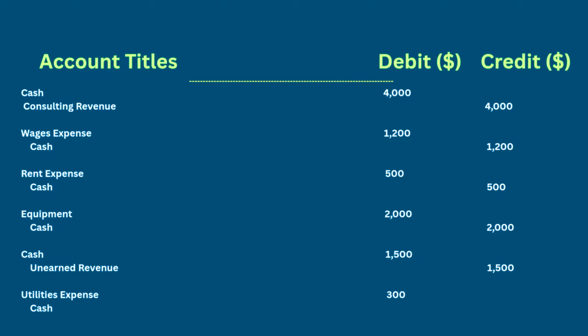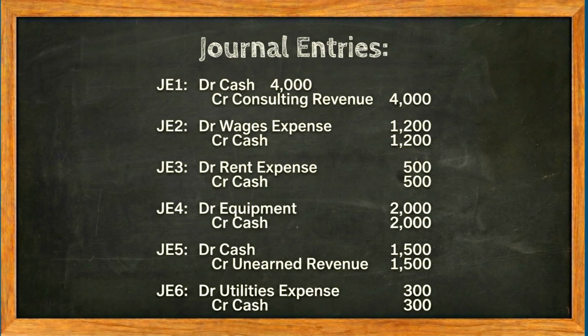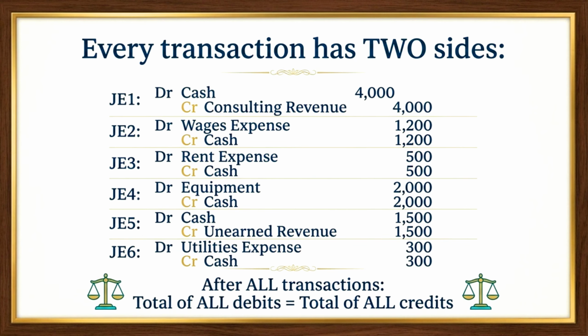Take a look at the journal entries on your screen. Each transaction records which accounts are affected, whether they should be debited or credited, and the exact amount involved. For example, when the business earned consulting revenue in cash, cash is debited and consulting revenue is credited for the same amount. Likewise, when the business pays wages, wages expense is debited and cash is credited. Once every transaction has been recorded correctly, we are ready to move to the next step, posting these journal entries to the general ledger.